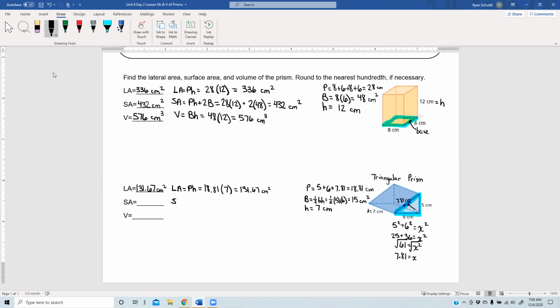Now for total surface area, this is Ph plus 2B. Capital P is, we already said, 18.81. The height of the prism is 7, plus the capital B is the area of our base, which is 15. We add all those up, multiply, add where we need, we get 161.67 centimeters squared. So that's our total surface area.